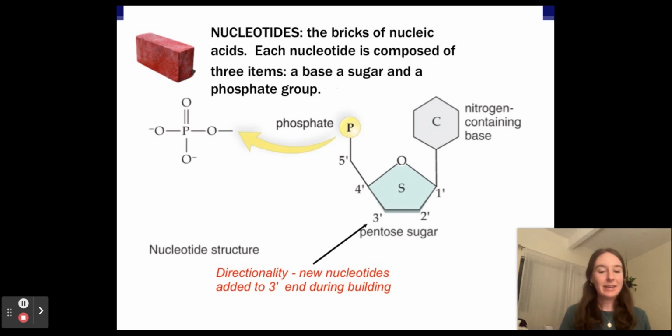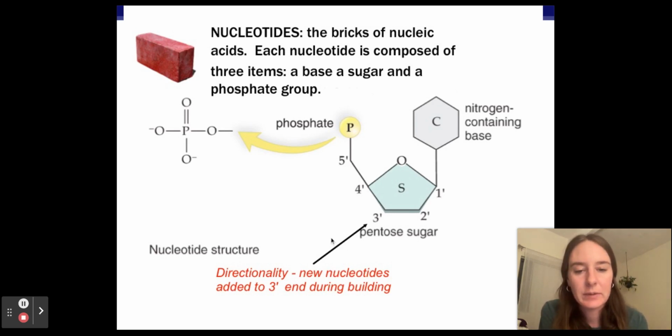Later on, we're going to learn a little bit more about why this numbering of the carbon matters. But I want you to imagine you were standing right here and looking straight on at the nucleotide. This would be called the 3 prime. Prime is that little dash there. This is the 3 prime end down below. If you were standing right here, you would call that the 5 prime end of the nucleotide.